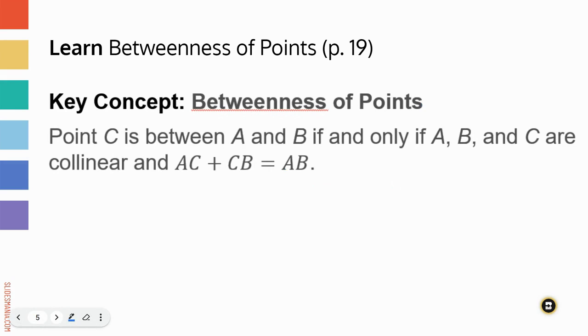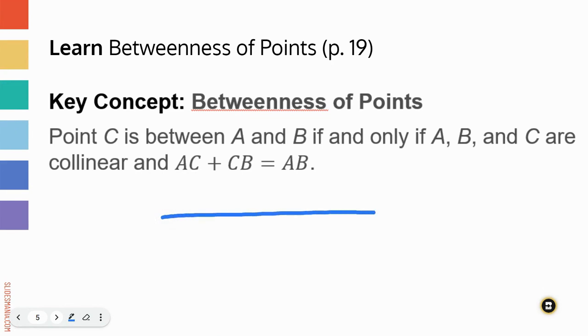Okay, this is a key concept, betweenness of points. Point C is between A and B if and only if A, B, and C are collinear. Remember, collinear means they're on the same line. And then AC plus CB equals AB.